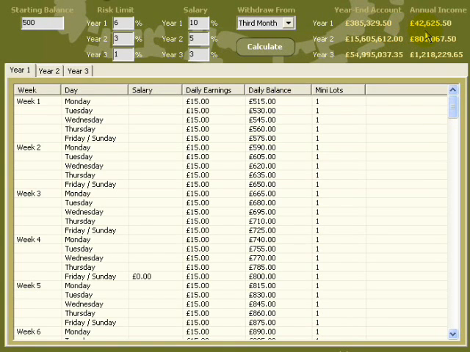That is the power of compounding. I hope that's been a bit of an eye-opener for you. It certainly was when I first saw it, but that, as I said, is the power of compounding.